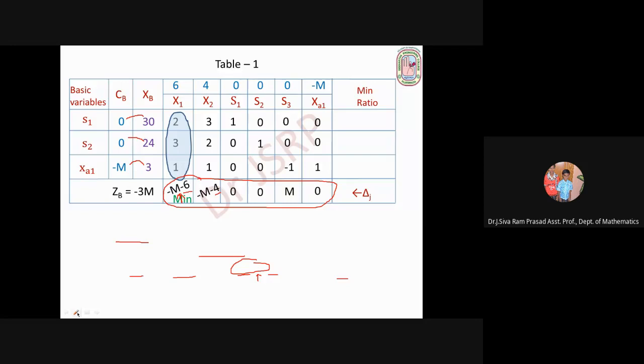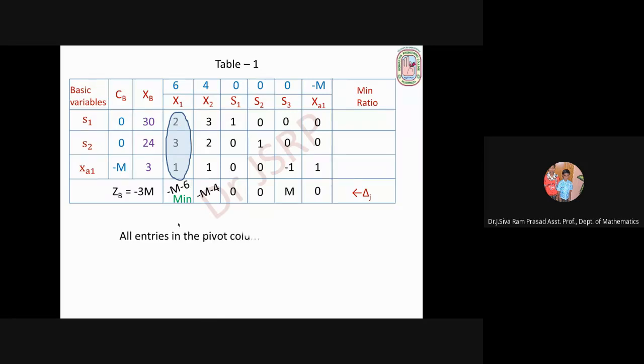Next, we have to verify whether the problem has an unbounded solution or not. What is that condition? In the pivot column, observe the entries. All entries in the pivot column are not less than or equal to 0. So the problem has no unbounded solution. That means the problem has a bounded solution.